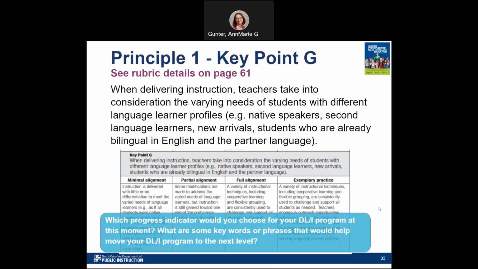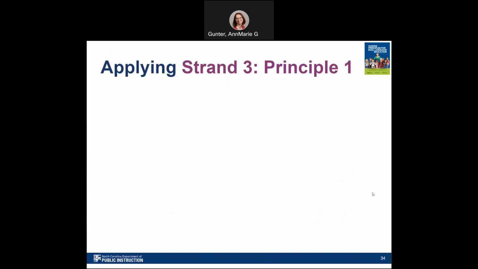So which progress indicator would you choose for your DLI program at this moment? And what are some keywords or phrases that would help move your DLI program to the next level? All right. We've just finished Strand 3, Principle 1, and now I want you to turn back to your survey after you've done all that reflection on all of our key points, A through G for Principle 1.